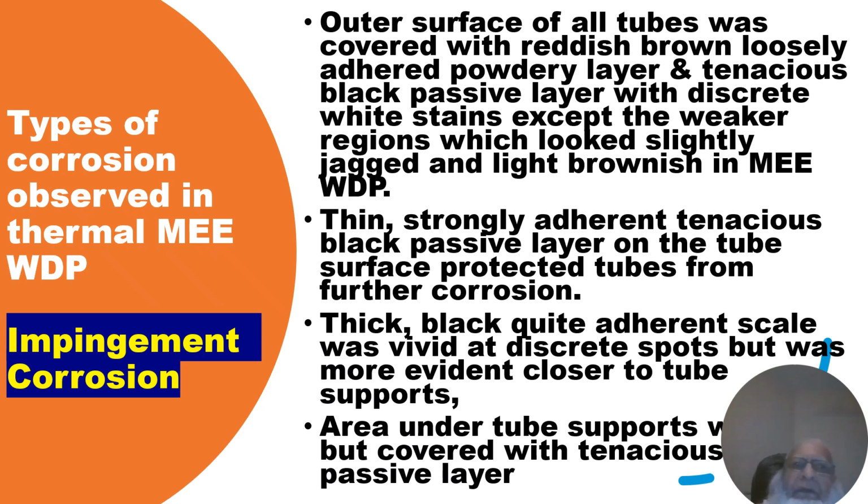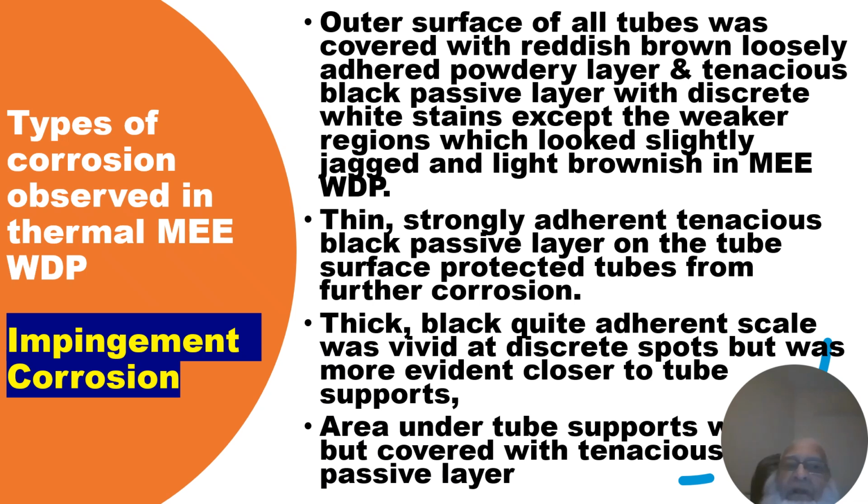This slide shows the observation as a part of impingement corrosion in thermal MEE WDP. Outer surface of all tubes was covered with reddish brown, loosely adhered powdery layer and tenacious black passive layer with discrete white stains, except the weaker regions which looked slightly jagged and light brownish in MEE WDP.